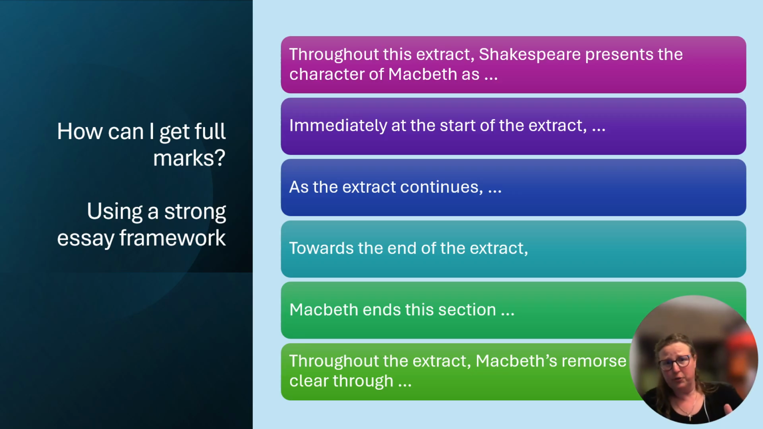Then go with your three minimum paragraphs of immediately at the start of the extract, later on in the extract, or as the extract continues towards the end of the extract. You could slip another one in and say at the very end if that is relevant. So Macbeth ends the section as, or by... And then repeat at the end, just summarise all your ideas throughout the extract.